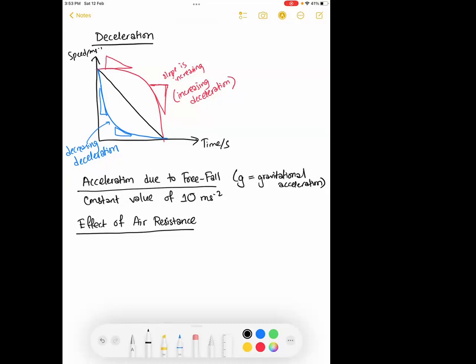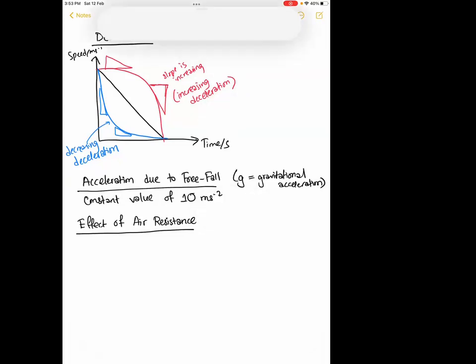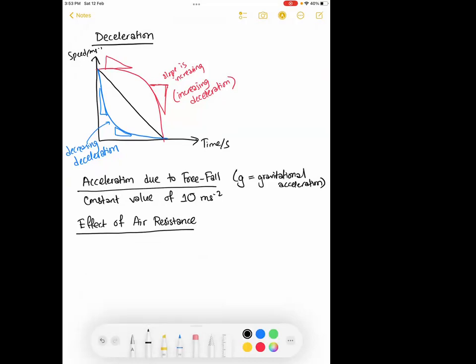Back to the effect of air resistance. So yeah, like I was saying, obviously in real life, a falling object will encounter air resistance because in real life it's not a vacuum. Air resistance, what is it? It's basically a force that acts against the motion of the object, right?